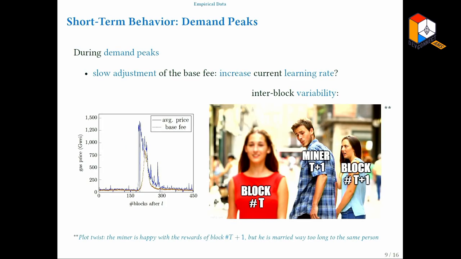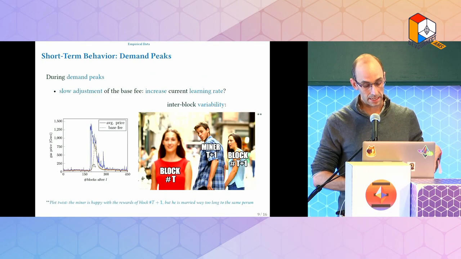So let's have some empirical data to see where to start from. What we see in this figure is precisely what was also described by the previous speakers: what happens when we have an NFT drop. Here we see with the blue line the gas price that is paid by the users, and with the red line the base fee dynamics. And we see what was presented by the previous speakers, that we have a gap between the actual average price paid by the users and the current base fee.